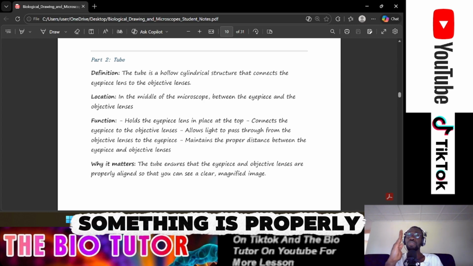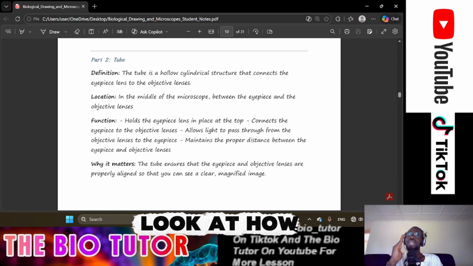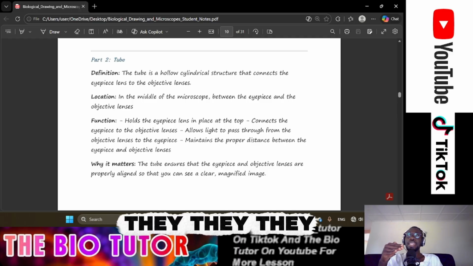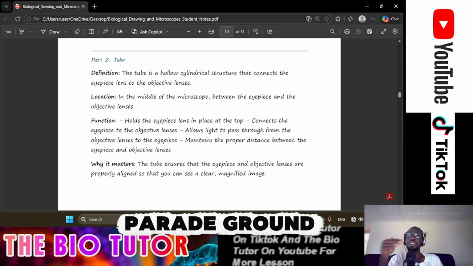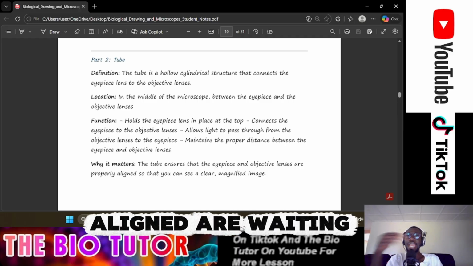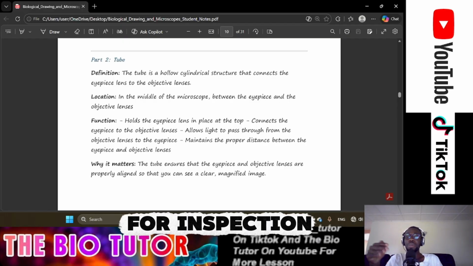When we say something is properly aligned, look at how the military parade on their parade ground. They are properly aligned, awaiting inspection.